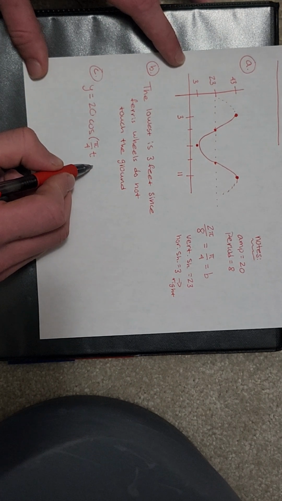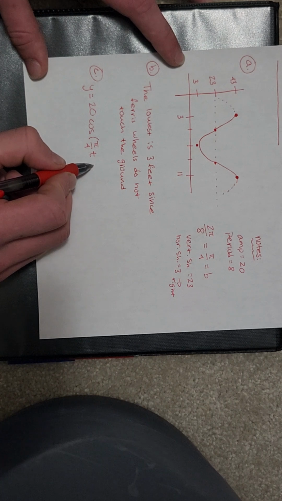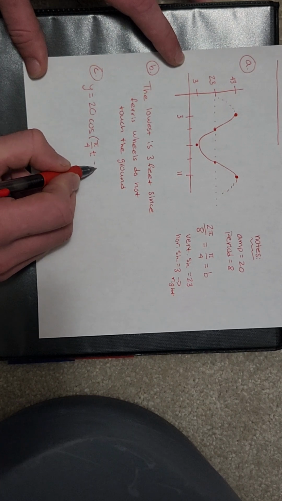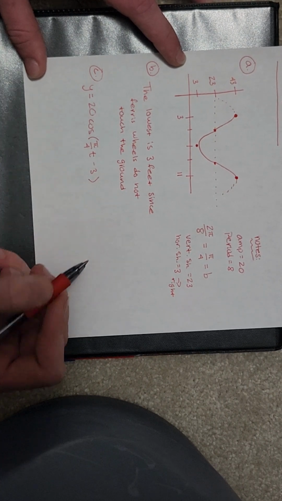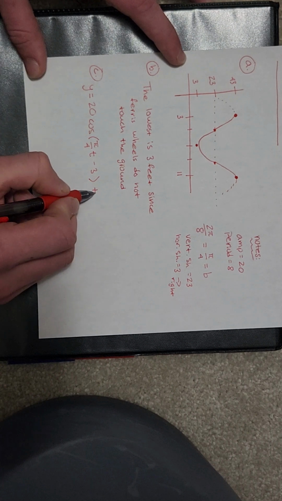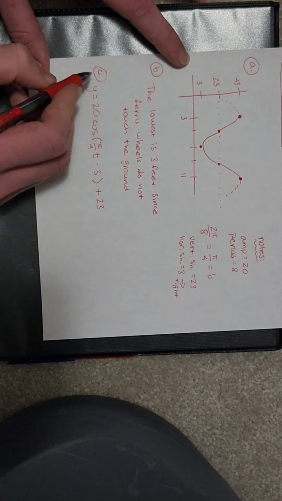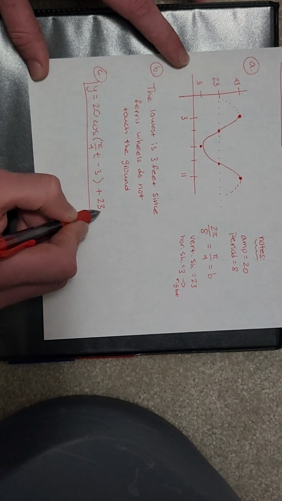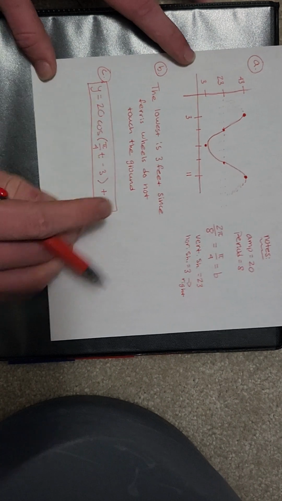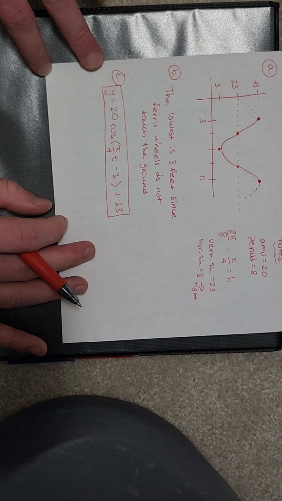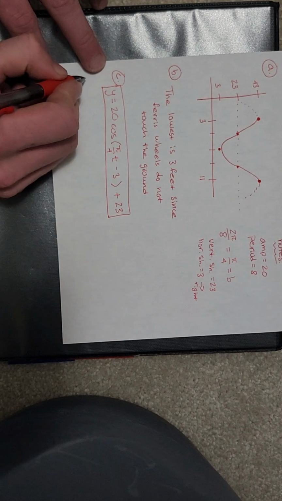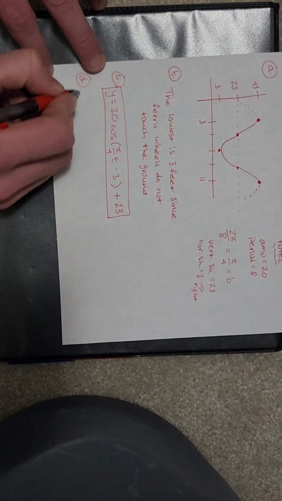And then we're going to write in the horizontal shift. That will be -3 because it's going to the right and not +3. And then because we are going up 23 feet for the vertical shift, we can write +23. And this would be our particular equation for this problem.